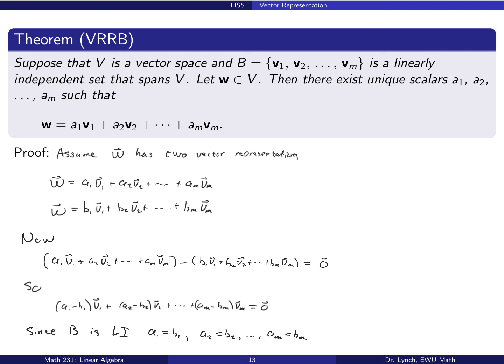Okay, so it ends up being a pretty cool property of any linearly independent set that spans a vector space V, that the vector representation of any element W in V relative to that set B is always unique. We'll see that a little bit more later when we talk about bases. It turns out that this is a basis for V.